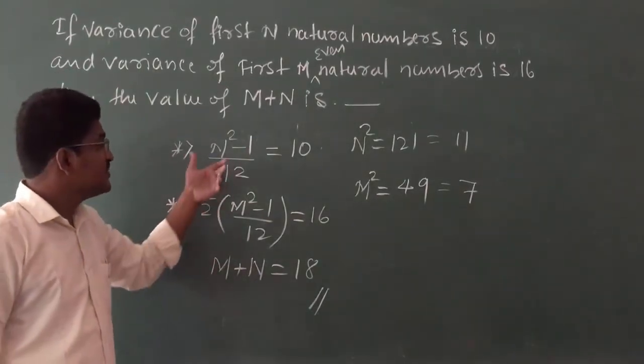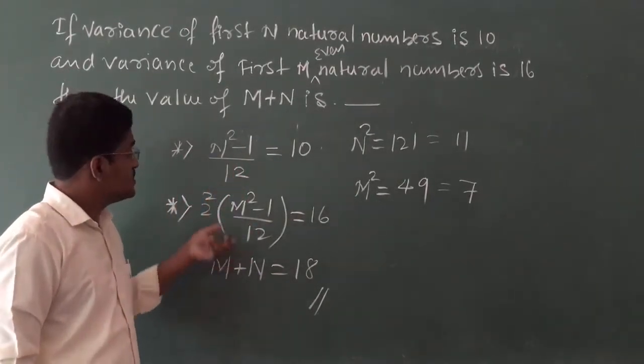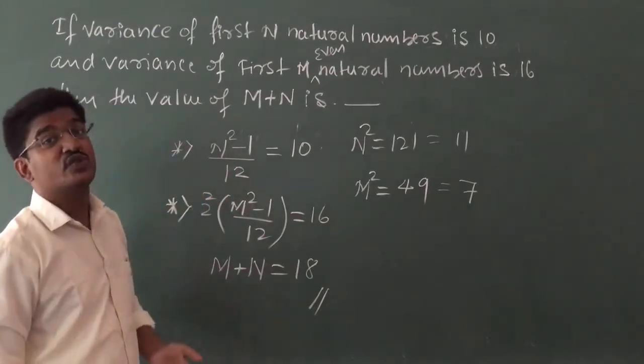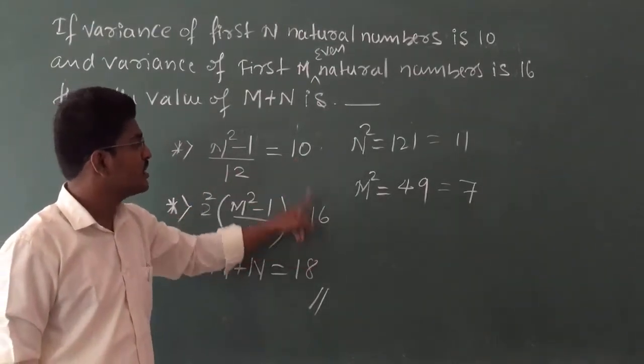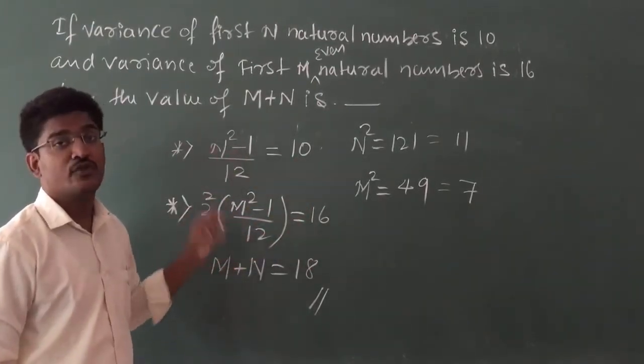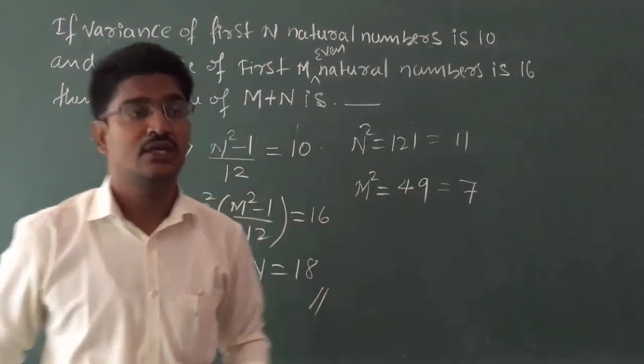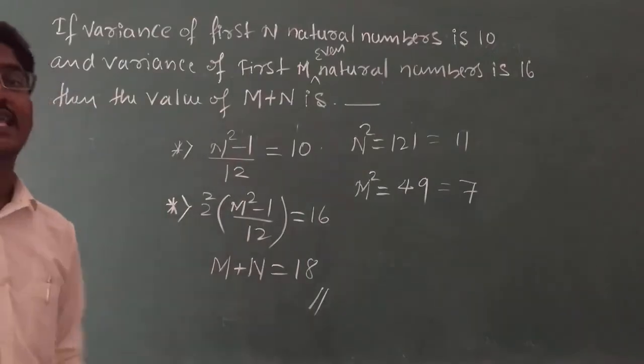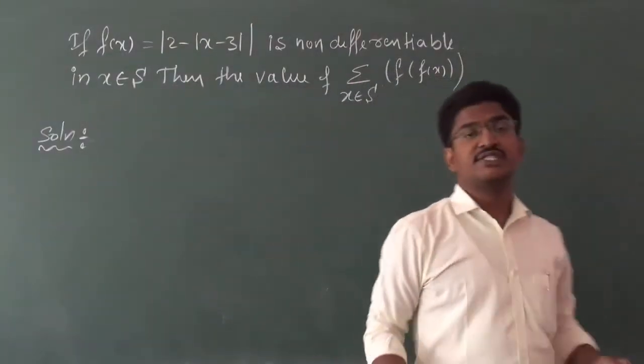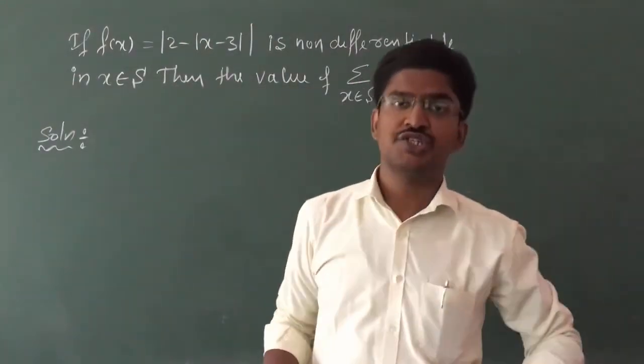Clear? So this is first n natural numbers variance. This is first m even natural numbers variance. Because these are given, these are the formulas. So from directly formulas, if you remember the formulas, the answer will be very easy. Clear? So m plus n is 18. Okay, students. So now let us move to the next question.